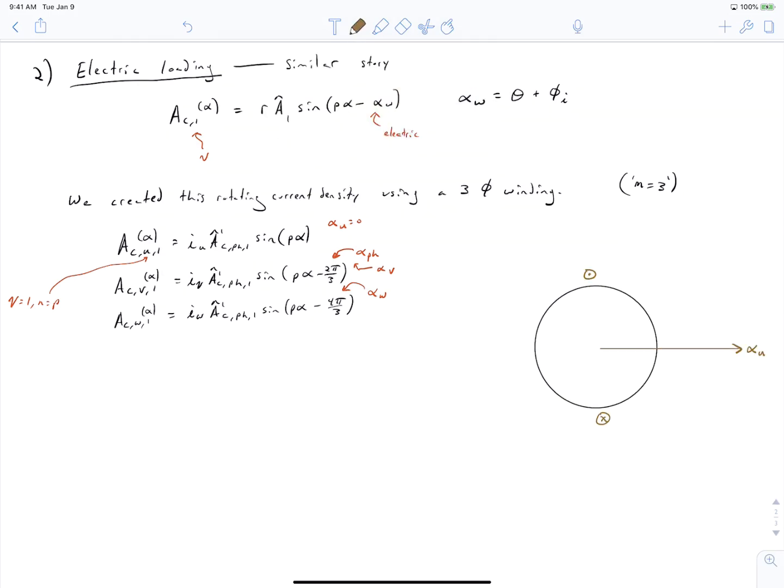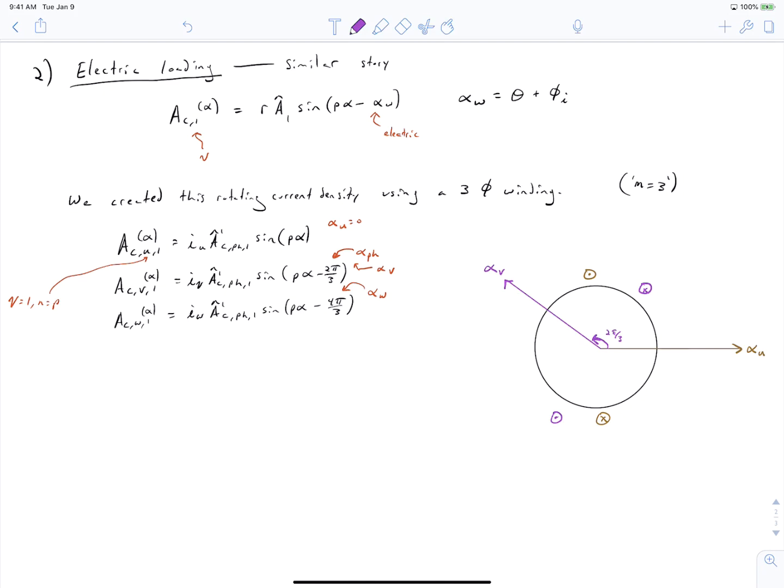So our phase U winding is centered at 0 degrees off the horizontal, so I'm indicating alpha U there, and its conductors peak at plus and minus 90 degrees from there. So in the fundamental component, we have the most ampere turns up here and down here, and then the least ampere turns right at the axis.